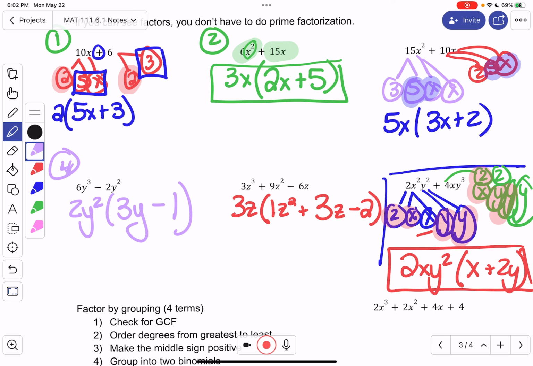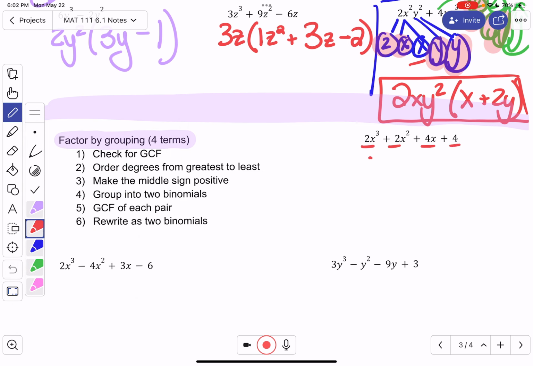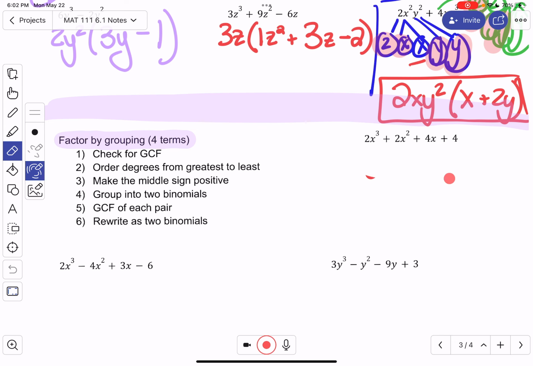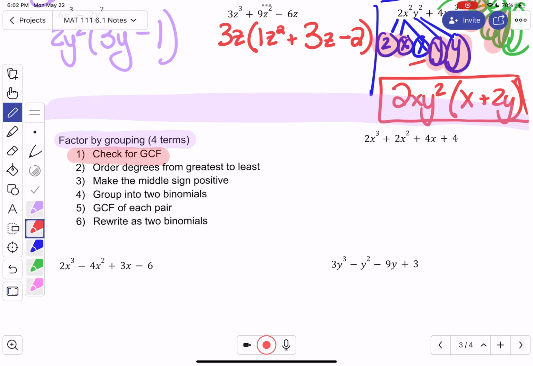Now, if you have 4 terms, one way to factor these into 2 binomials is called factor by grouping. So we're trying to turn this polynomial of 4 terms into 2 binomials that if we FOILed them out, we would get that same polynomial of 4 terms. So the first step is to look for a greatest common factor. All of these terms are divisible by 2, so I'm going to start by taking that out.